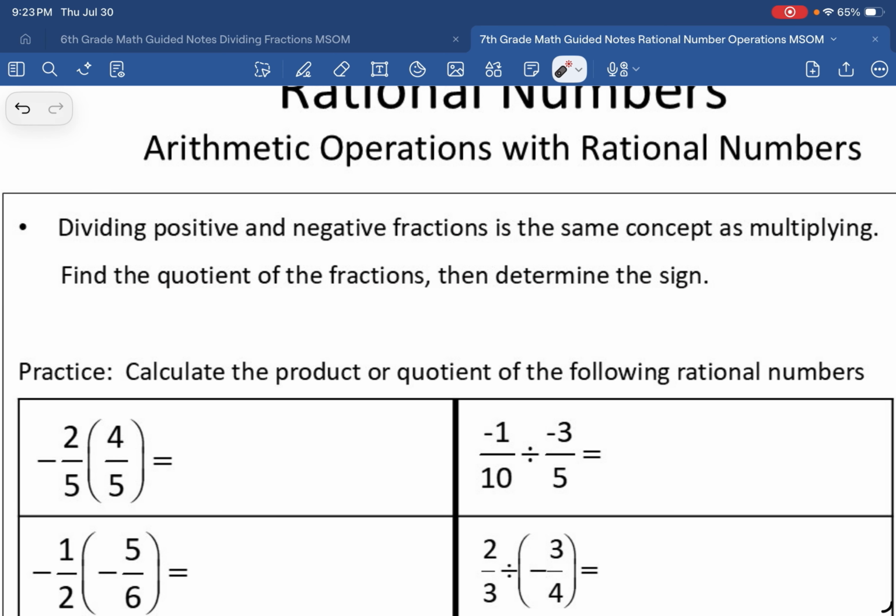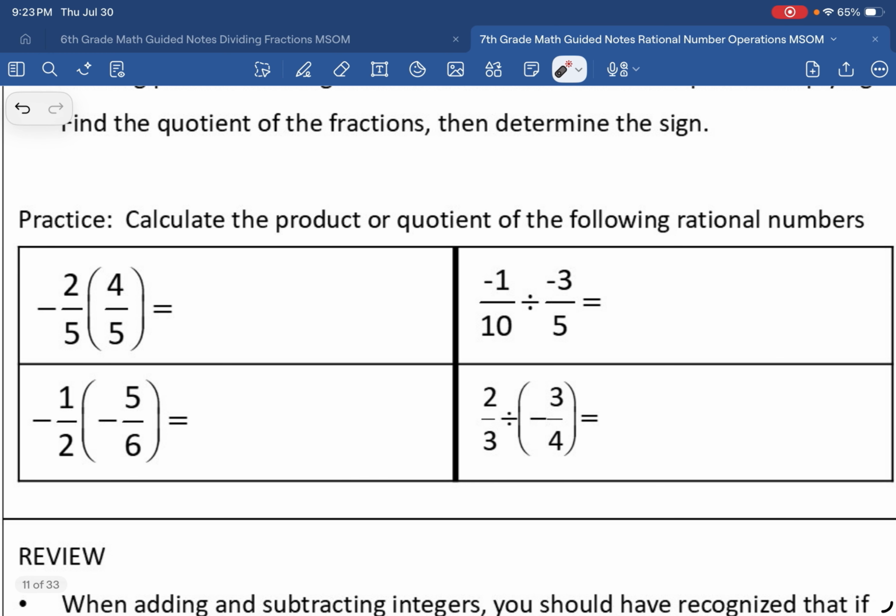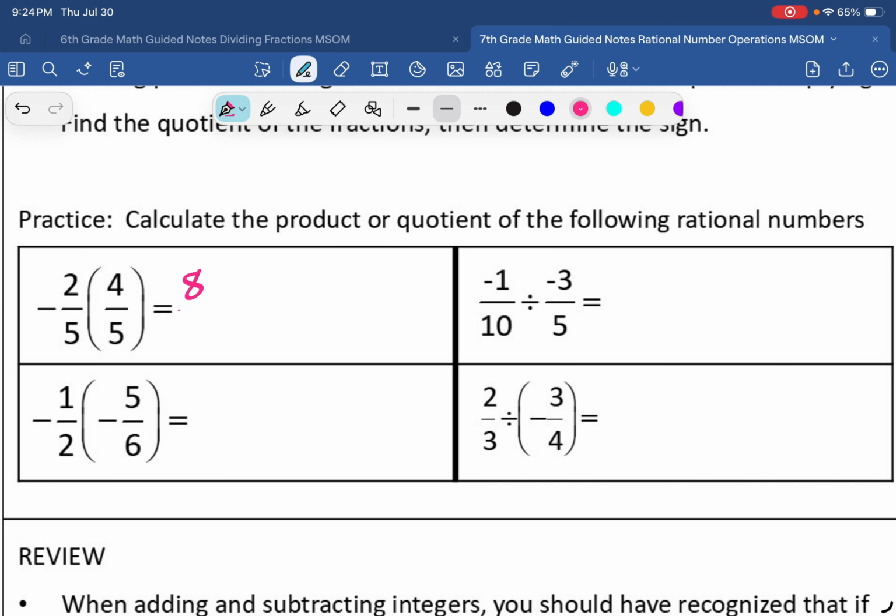Practice. Calculate the product or quotient of the following rational numbers. So we're going to ignore the signs for a second. We have 2/5 times 4/5. So multiplying across, I get 8/25. I have 1 negative, so my answer will have 1 negative, negative 8/25. Let's do this one below.